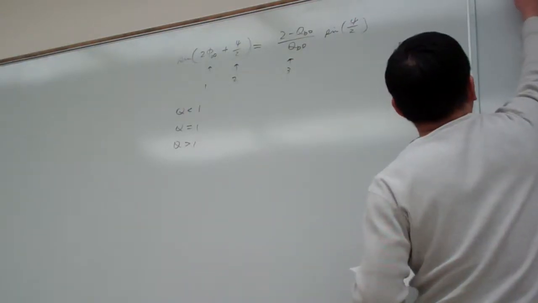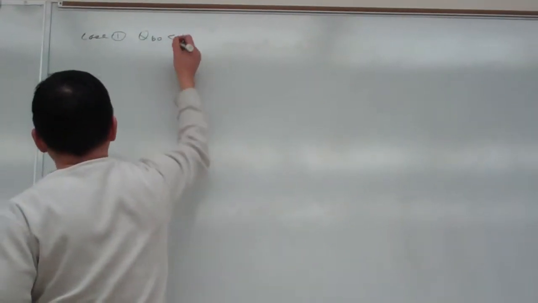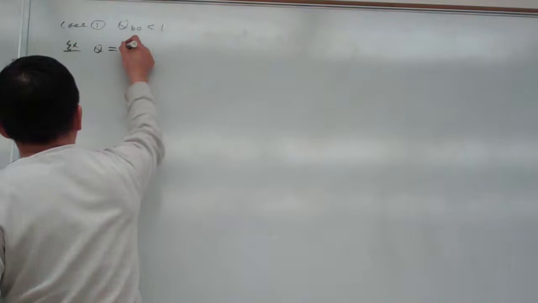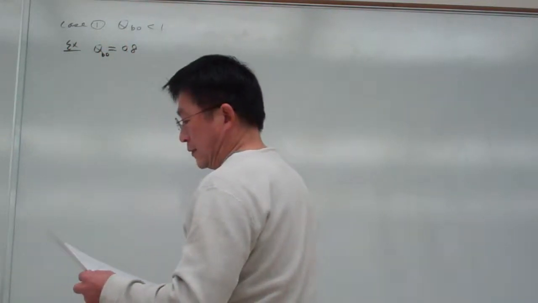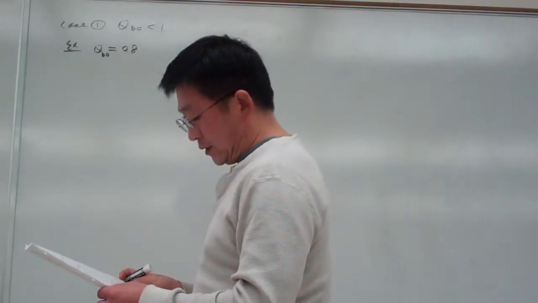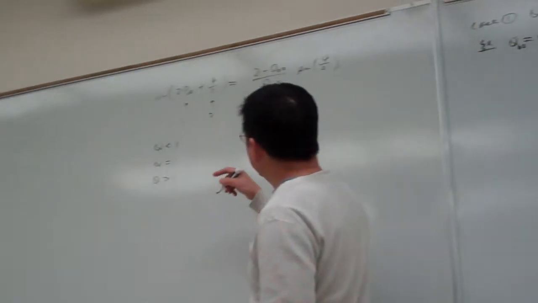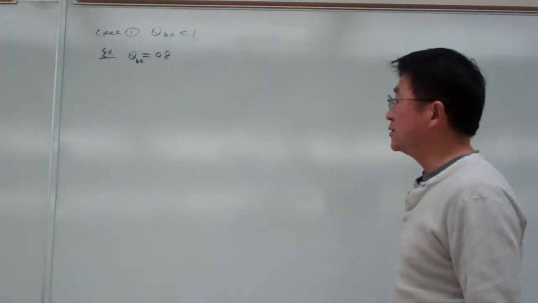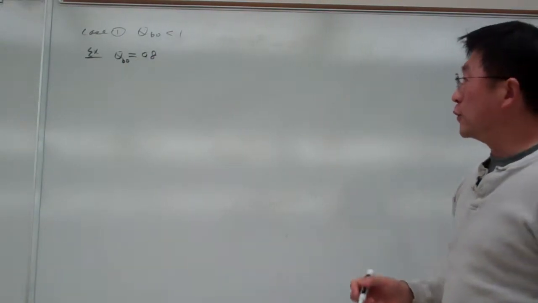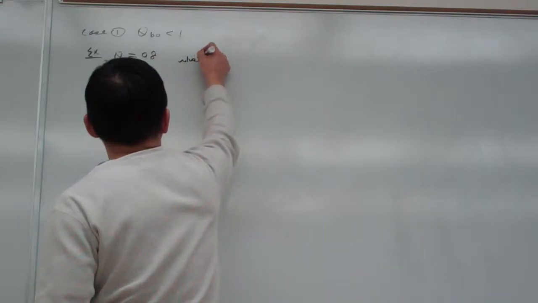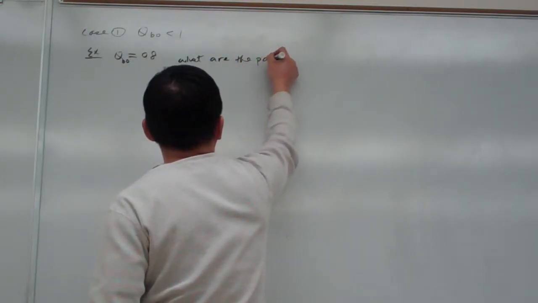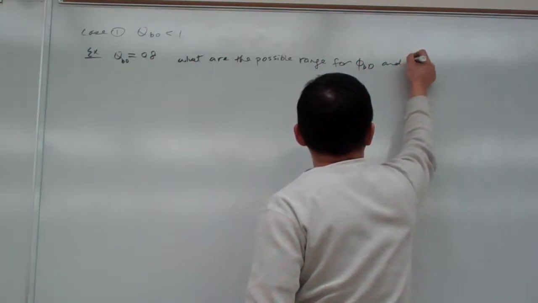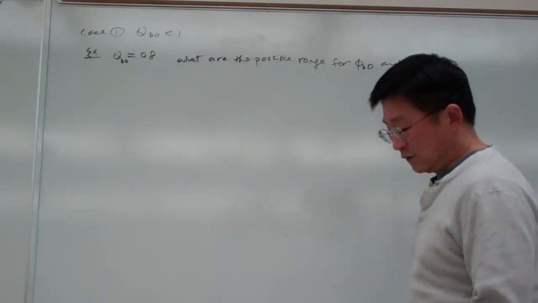Okay, so for case 1, when QBO is less than 1, let's see what happens. For example, say QBO equal to 0.8. Then we want to know what is the possible range for psi and what is the possible range for phi BO. Here we only give these situations, and we want to develop the possible solution range. That is the information we look for.